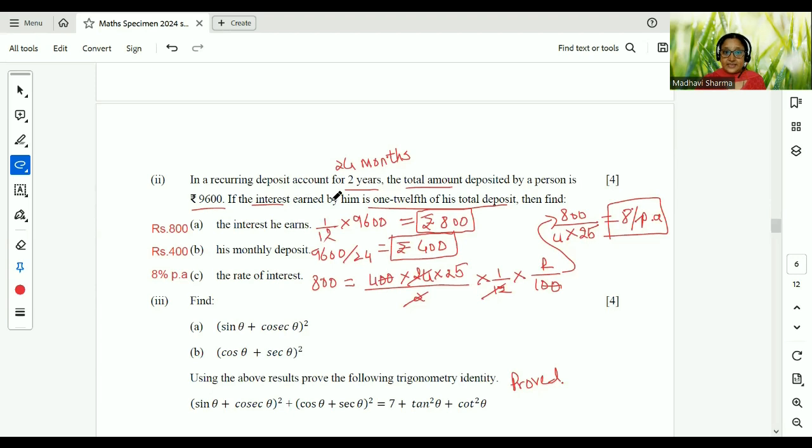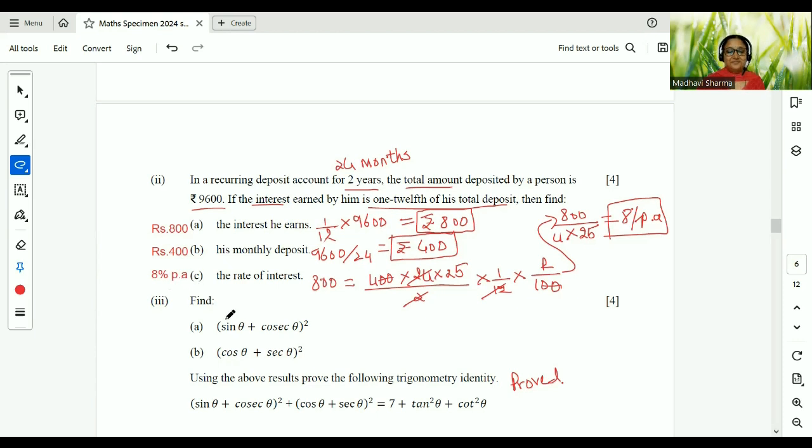In a recurring deposit account for 2 years, that is 24 months, the total amount deposited by a person is 9,600 rupees. If the interest earned by him is 1/12 of his total deposit, then find the interest he earns. 1/12 of the total deposit is 800. His monthly deposit, for 24 months, is 9,600 divided by 24, that is 400. Rate of interest, of course you know the interest formula, just substitute it. Rate of interest is 8% per annum. Children, if you do not write per annum, there's a minus marking.